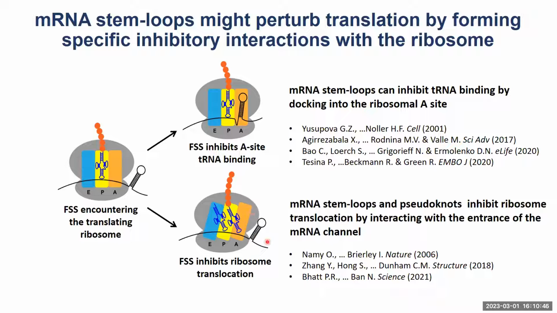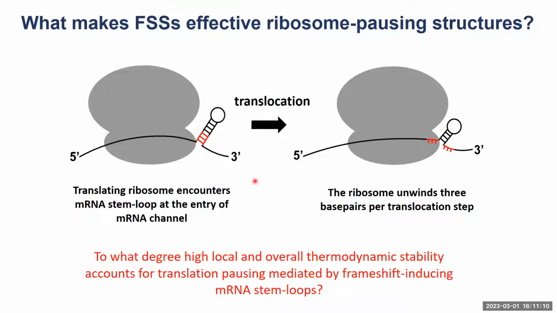In other structures with frameshifting stem loops and pseudoknots, the stem loop or pseudoknot is observed at the entry to the mRNA channel with both the A site and P site occupied. This is a pre-translocation ribosome, and it's likely that in this structural state, stem loops inhibit translocation. So there are two alternative modes of action. So we wanted to ask, what makes these frameshift-inducing stem loops affect ribosome pausing?